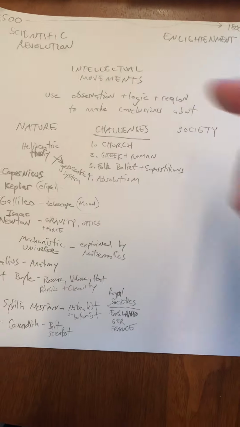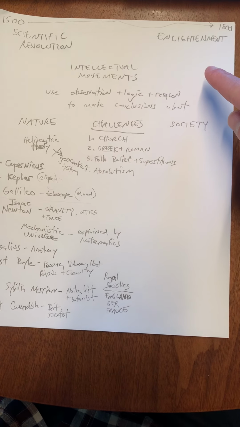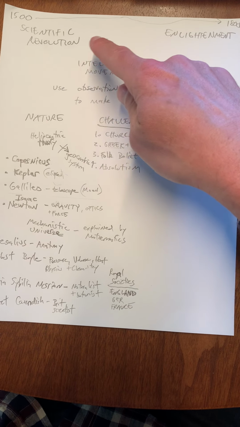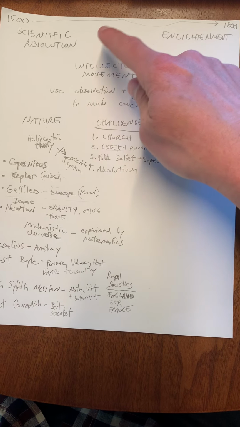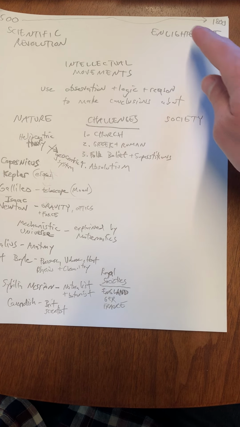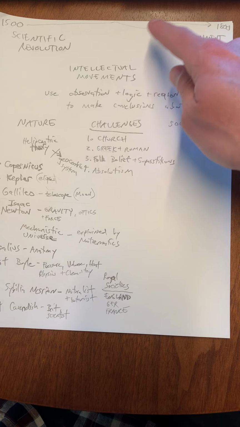Hello, AP Euro. I'm finishing up Scientific Revolution and doing Enlightenment right now. Okay, so this is what we got. Scientific Revolution, Enlightenment. The Scientific Revolution's heyday is in the 1600s into the 1700s, and the Enlightenment is in the 1700s, late 1700s.